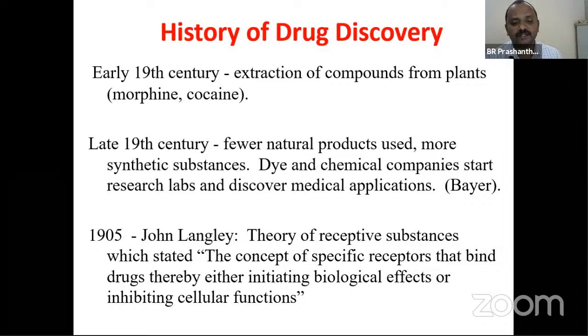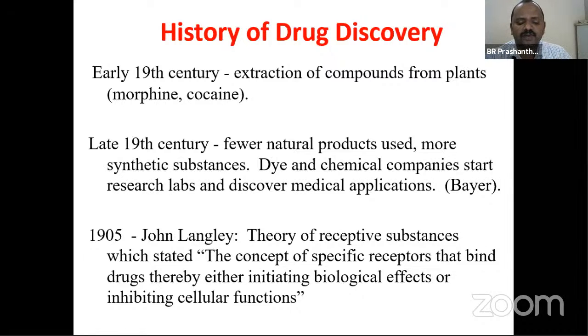But at that time, in the late 19th century, there was an option for even chemical companies or dye making companies to bounce back into the pharmaceutical business, to make their profits in selling drugs.